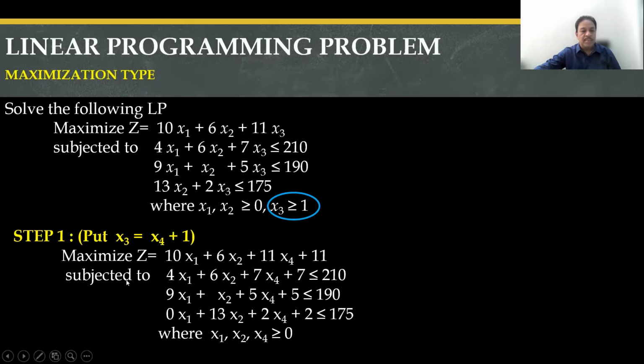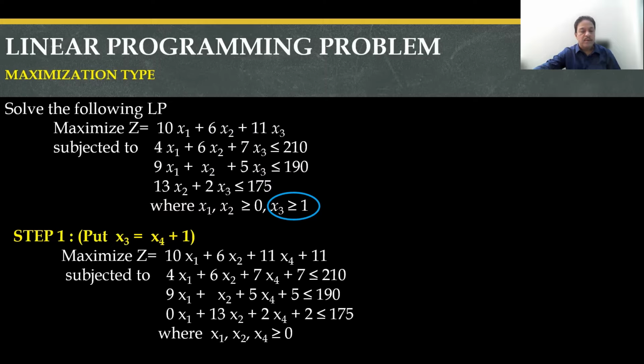And we get maximize z equal to 10x1 plus 6x2 plus, instead of x3, we will write x4 plus 1. So it will become 11x4 plus 11. Similarly, in the first constraint, it will be 4x1 plus 6x2 as it is. And instead of 7x3, we will write 7 in brackets x4 plus 1. So it will become 7x4 plus 7. Similarly, in the second constraint, we will replace x3 by x4 plus 1. And also in the third constraint, we will replace x3 by x4 plus 1, and we get this type of problem.